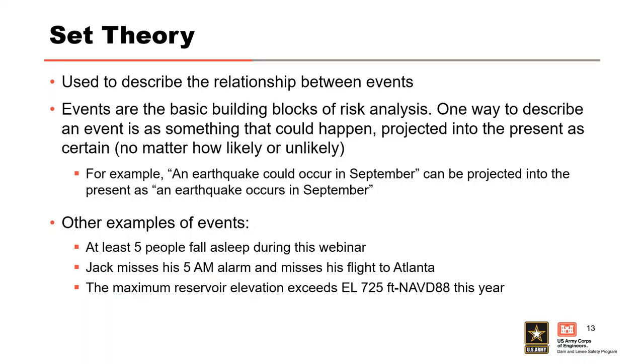Set theory describes relationships between events, and probability theory introduces the concept of size to the sample space. These events that we are talking about are the basic building blocks of a risk analysis. One way to describe an event is as something that could happen, projected into the present as certain. And this is no matter how likely or unlikely the event may be. For example, we can say an earthquake could occur in September. Or we can project into the present and say an earthquake occurs in September.